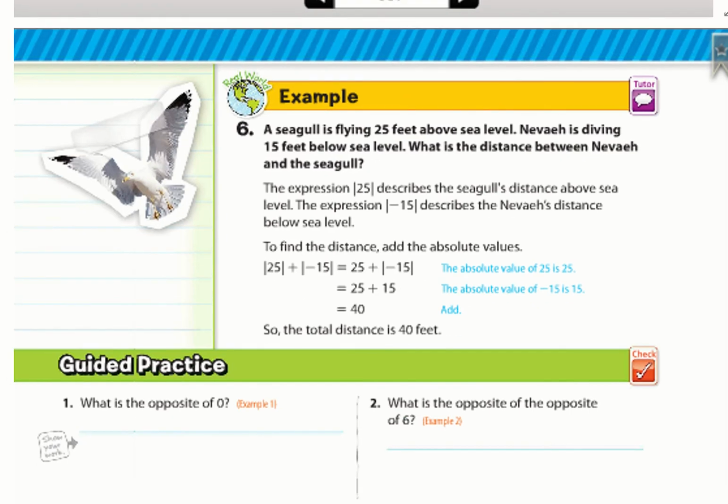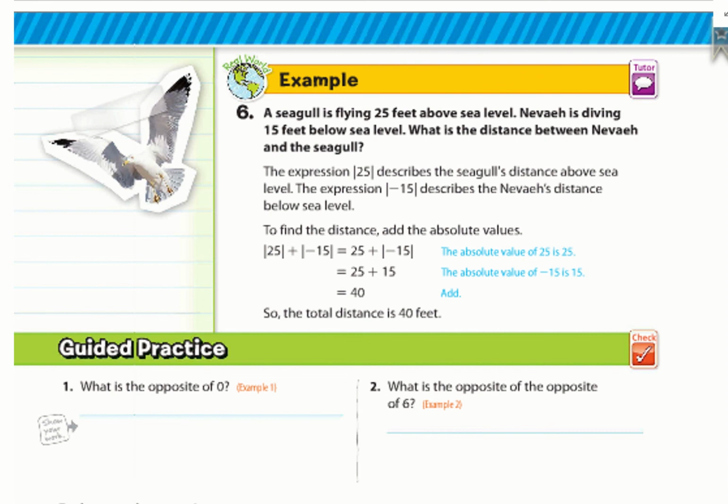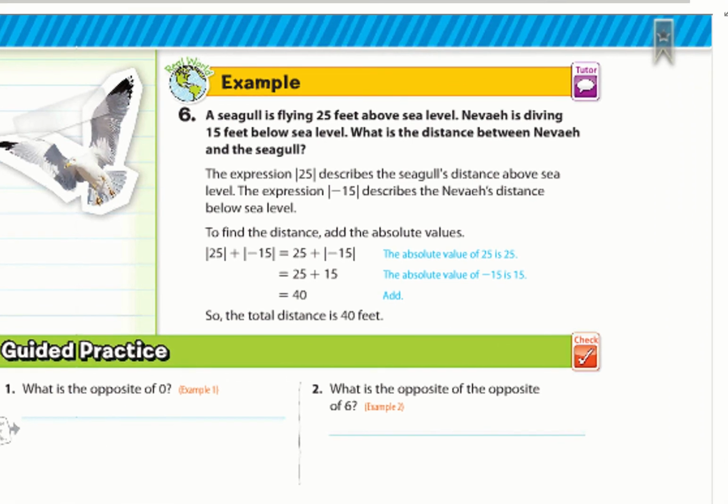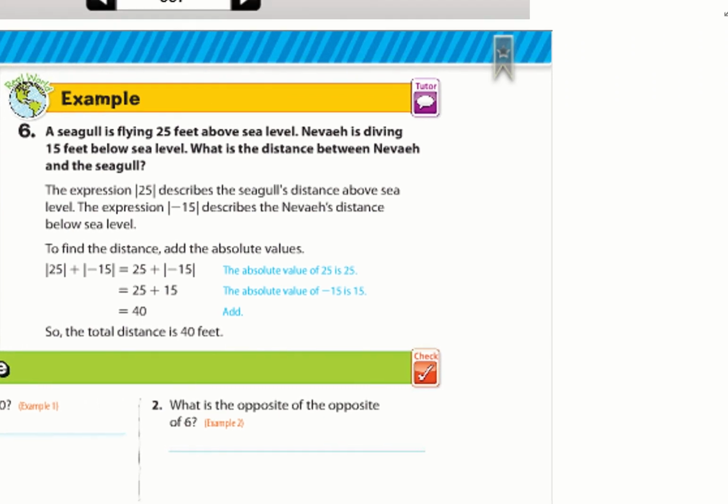So we're going to scroll down to the last one. A seagull is flying 25 feet above sea level. Nevaeh is diving 15 feet below sea level. What is the distance between Nevaeh and the seagull? Well, if we take sea level, so that's going to be water, the seagull is 25 feet above sea level. And Nevaeh is 15 feet below sea level.